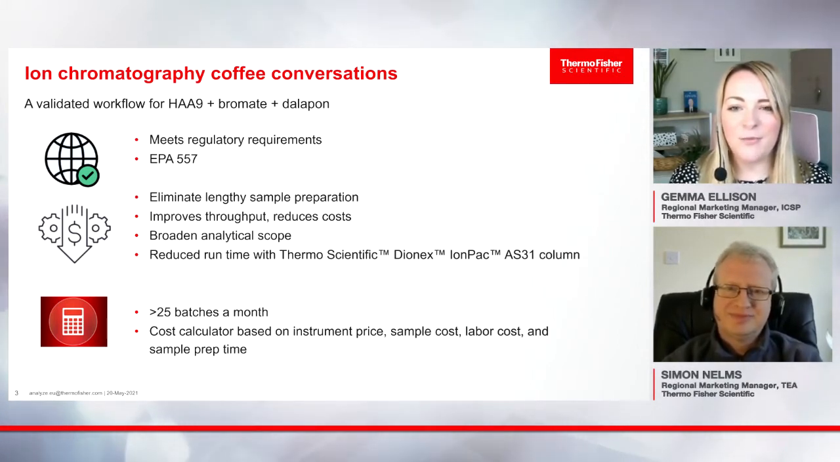Sorry, yes, it was a lot of information. To summarise, the system comes with a fully validated workflow, which is installed. The runtime is faster using the new column, and there are cost savings if you are working on over 25 batches a month. All of the sample preparation and additional chemicals that we used with the GC-based methods is eliminated. You can separate the HAA9, bromate, and dalapon, as well as the common anions, all the standard tests that are done in a drinking water laboratory.